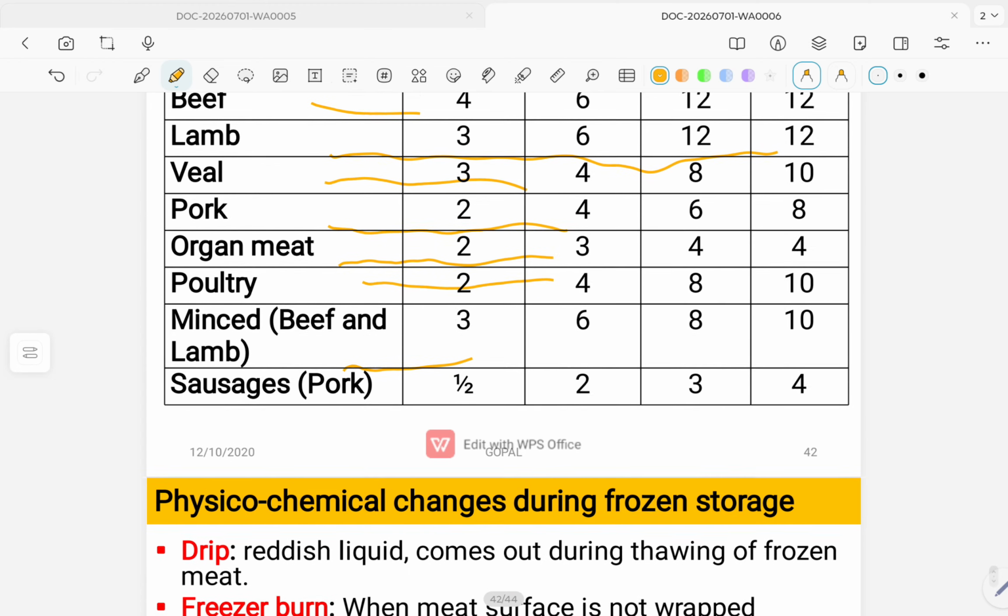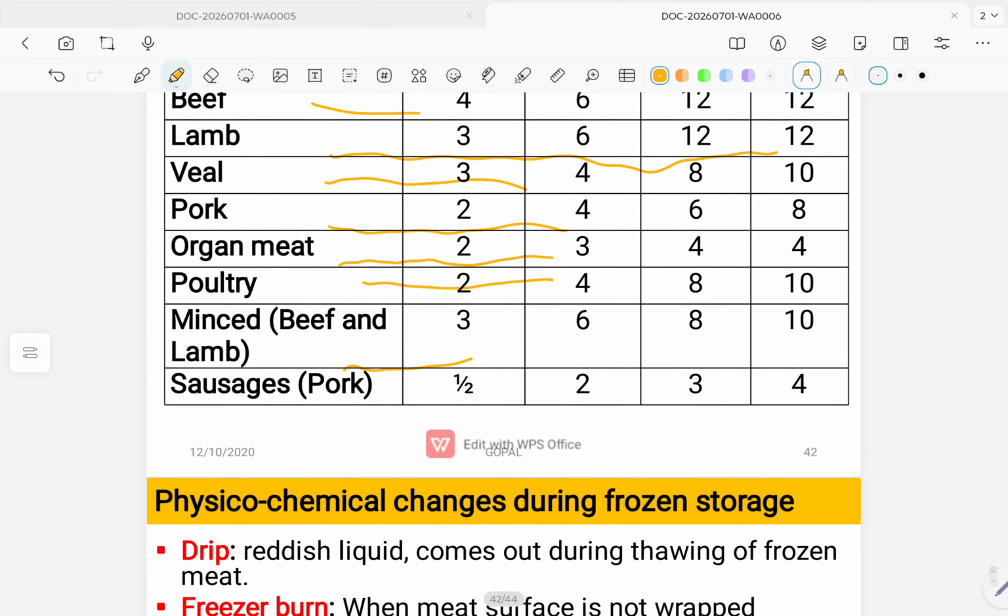Physicochemical changes during frozen storage. Drip: reddish liquid comes out during thawing of frozen meat. Freezer burn: when meat surface is not wrapped properly, progressive dehydration occurs by sublimation, resulting in concentration of pigment and discoloration. Bone darkening: commonly occurs in young chicken during freezing and thawing. Muscle adjacent to bone gets bloody appearance due to leaching of hemoglobin from bone marrow.